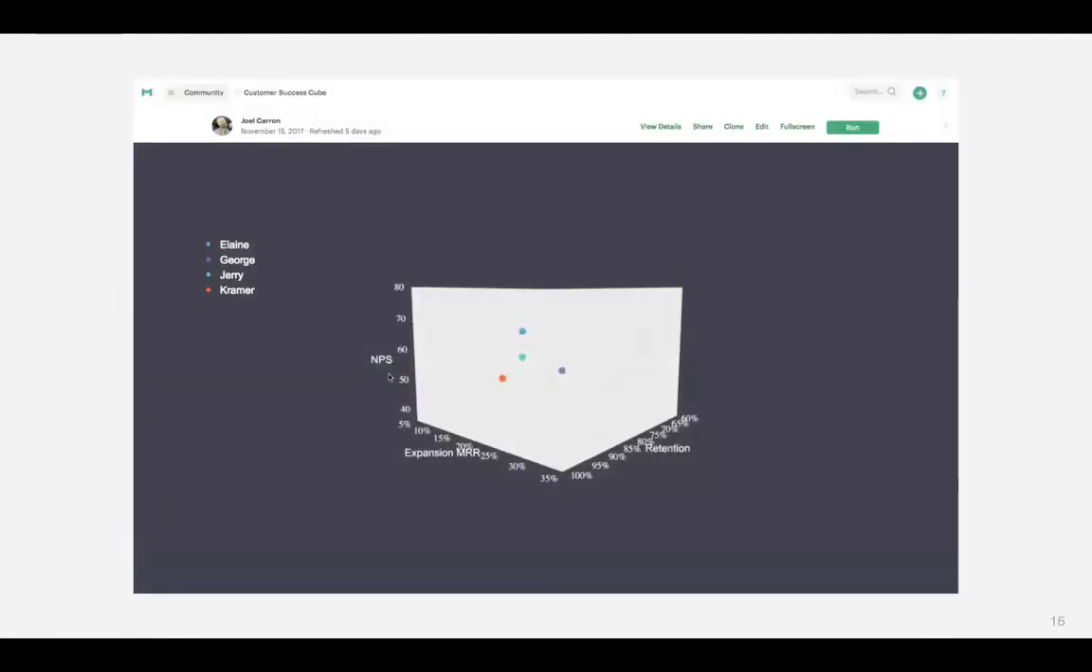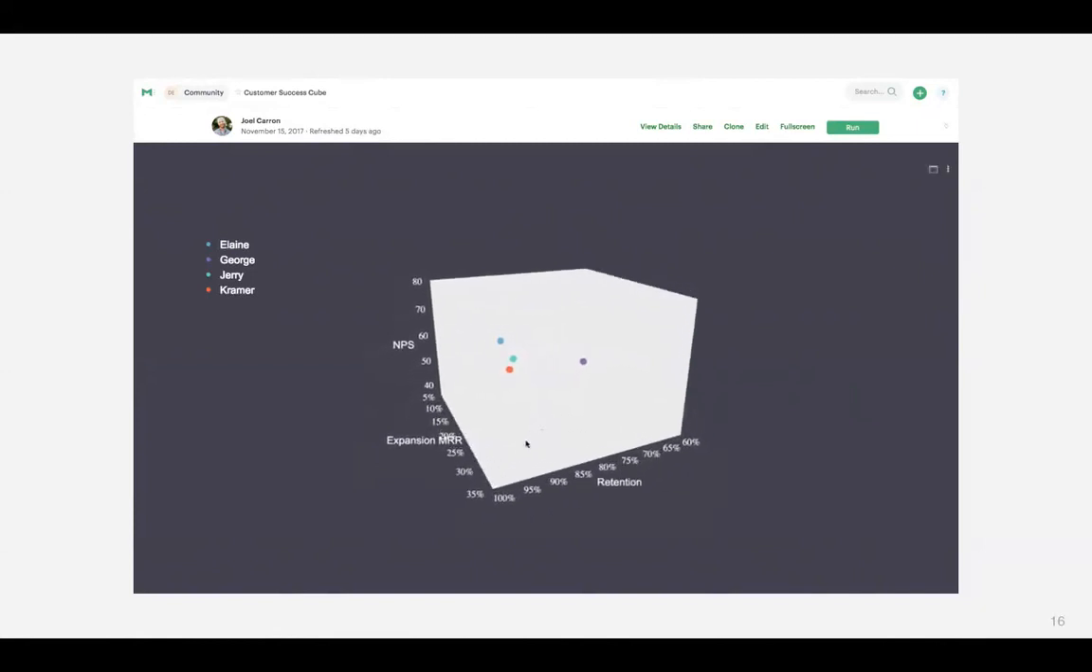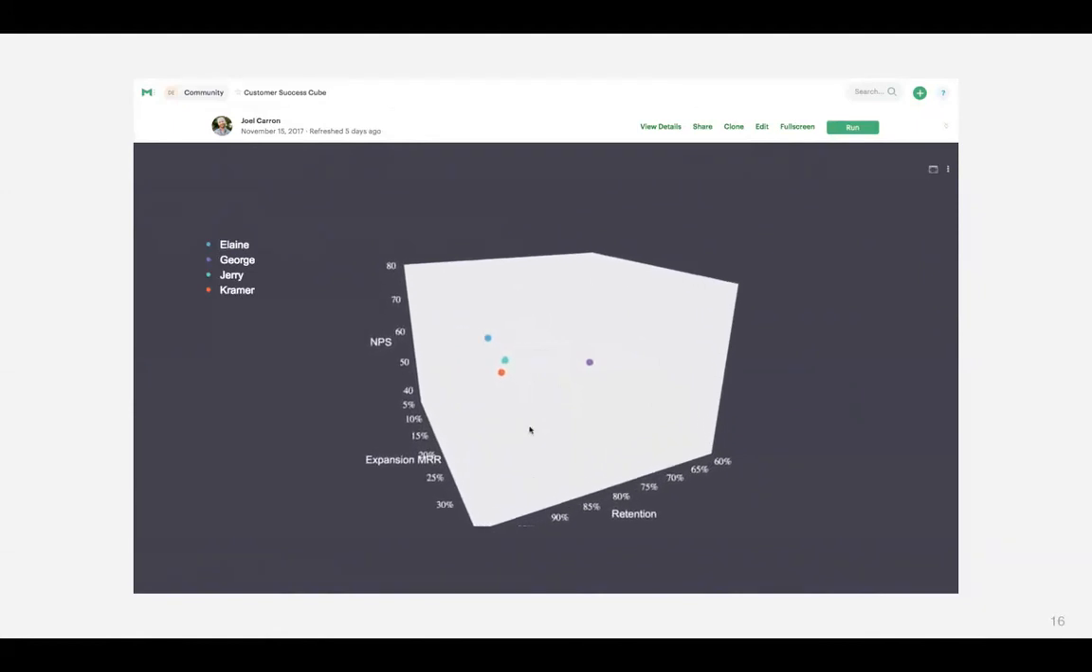So what I've done here is I've taken all 3 metrics and I've plotted them on a cube. So you can see on this z-axis here, we have the NPS score, which is going, it looks like the upper bound here is up to 80. And then we have the expansion MRR, and we have the retention as well. So this is a little bit hard to see in terms of 2 dimensions. So I'm going to go ahead and explore and interact with this chart. And you can see I can actually drag this around.